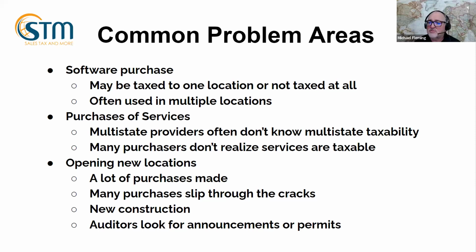Opening new locations. When you're opening a new location, you have a whole bunch of different types of purchases. And sometimes these purchases slip through the cracks. If you've got any new construction going on, this can be a very common problem area. And auditors look for this. They look for announcements. They go and check permits. Who's got a new permit? Who's opening up a new location? Who's building a new building? And they target those types of things.